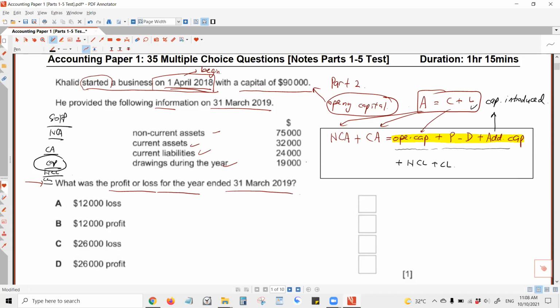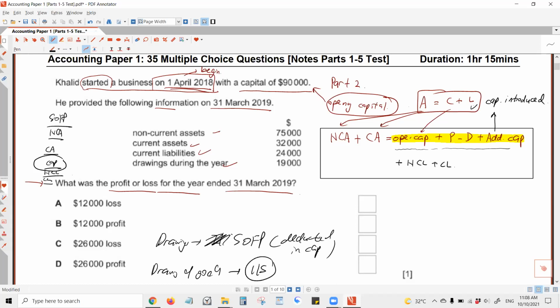So put the numbers into the equation. Your missing figure is the profit. In this question, the single word drawings is in the SOFP, where it is deducted in the capital section. If you see drawings of goods, that's in the income statement. Single word drawings in the SOFP, drawings of goods in the income statement.